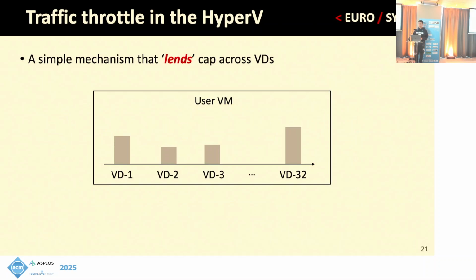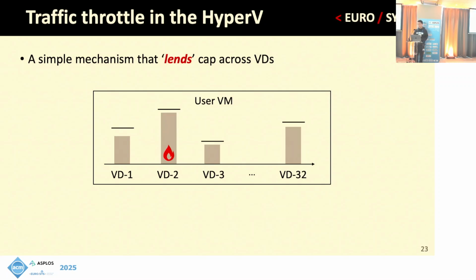So we propose a simple capacity lending mechanism across VDs to mitigate the throttling. As shown in the figure, each VD of the VM has its own traffic cap. Suppose one of them, say VD2, is bursting and throttled. At this point, we allow VD2 to temporarily borrow and use the capacity from other VDs that are not being throttled.